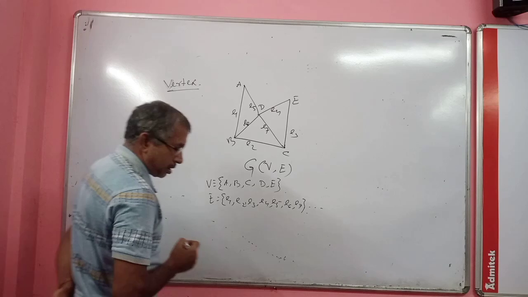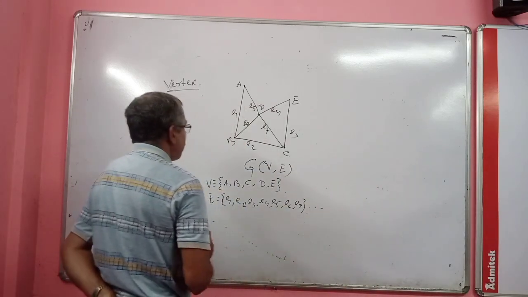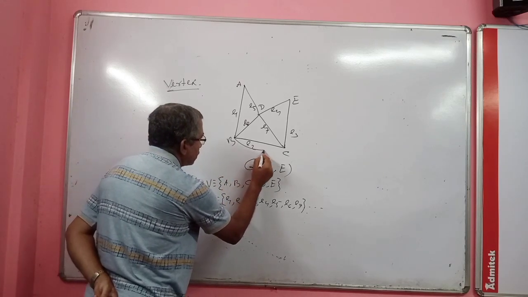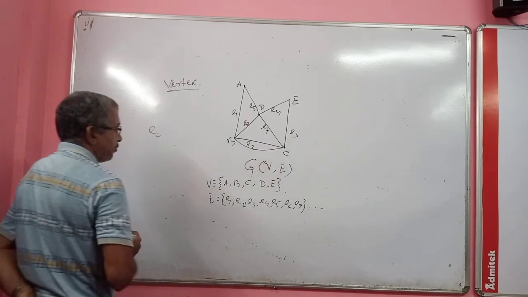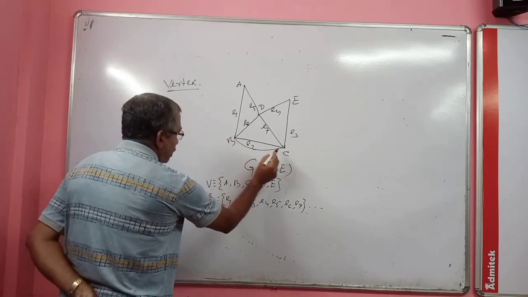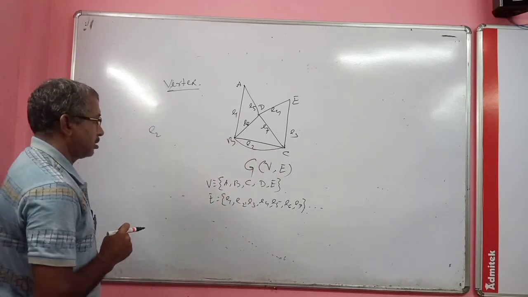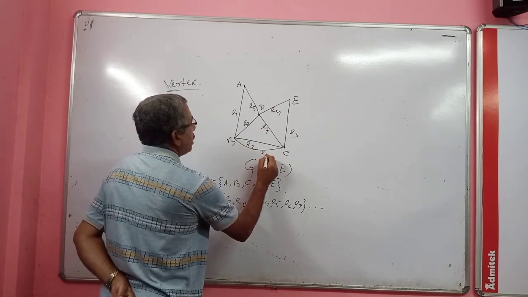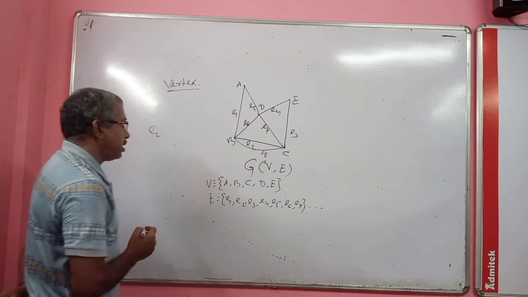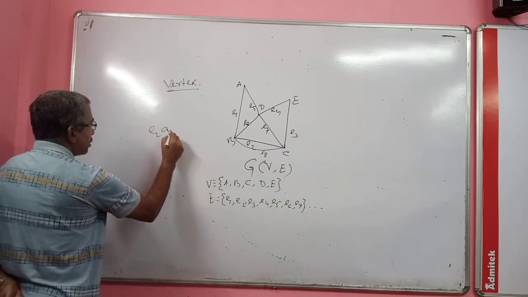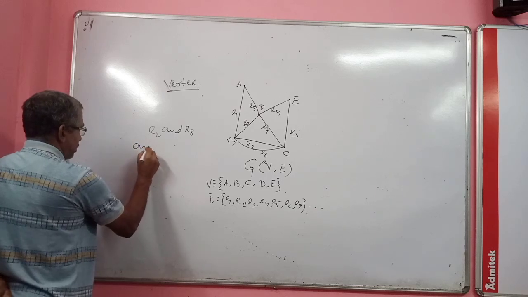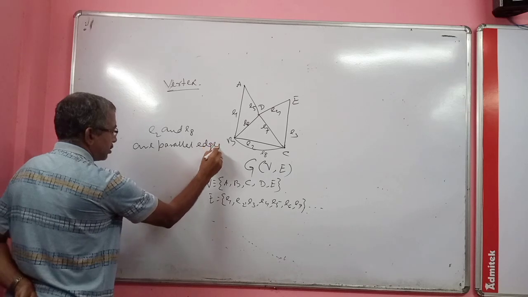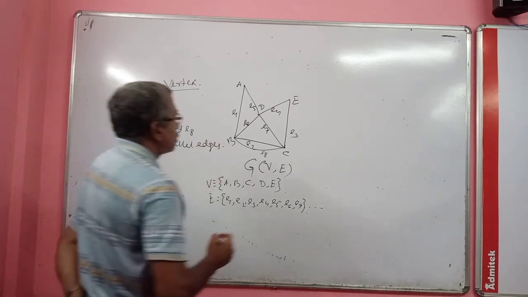Now parallel edges. What is a parallel edge? If there exist two edges between two vertices, these edges are called parallel edges. Suppose E8. So E2 and E8 are parallel edges, right?